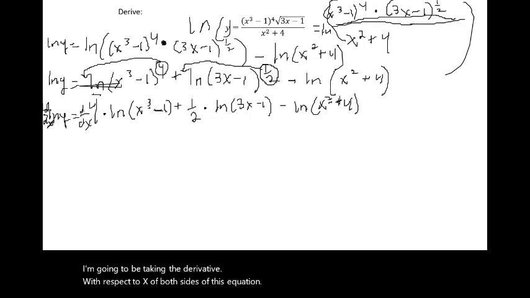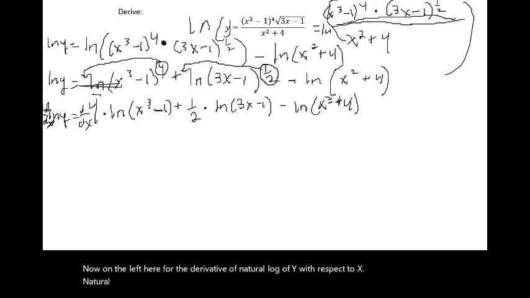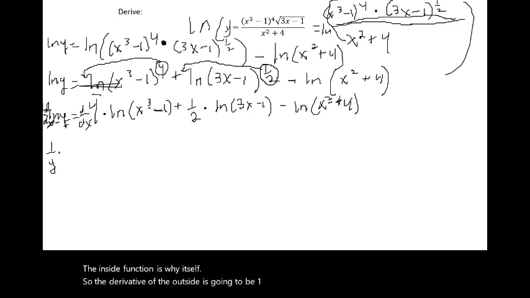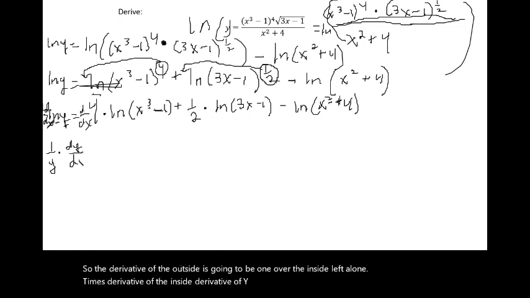Now, on the left here, for the derivative of natural log of y with respect to x, natural log of y is not in terms of the same variable we're differentiating with respect to, so this requires chain rule. The outside function is natural log. The inside function is y itself. So the derivative of the outside is going to be 1 over the inside left alone, times the derivative of the inside, the derivative of y with respect to x, which is dy/dx. So we had to use a little implicit differentiation there, but it wasn't that bad.